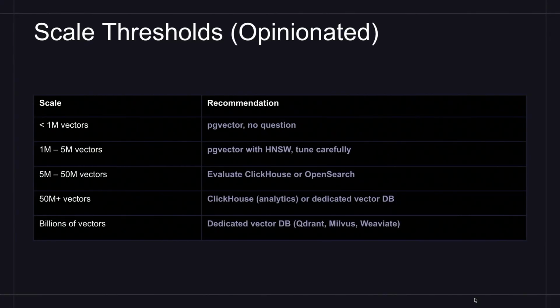So these are my opinionated scale thresholds. If it's less than 1 million vectors, use PG Vector, no questions asked. For 1 million to 5 million vectors, PG Vector with HNSW, but you have to tune carefully to make sure that you don't lose any recall or precision. If you have more than 5 million vectors, then you evaluate ClickHouse or OpenSearch. If you have more than 50 million vectors, you use ClickHouse, especially if you have an analytical use case, or you use a dedicated vector database. And if you have billions of vectors, go for a dedicated vector database like Qdrant, Milvus, or Weaviate.